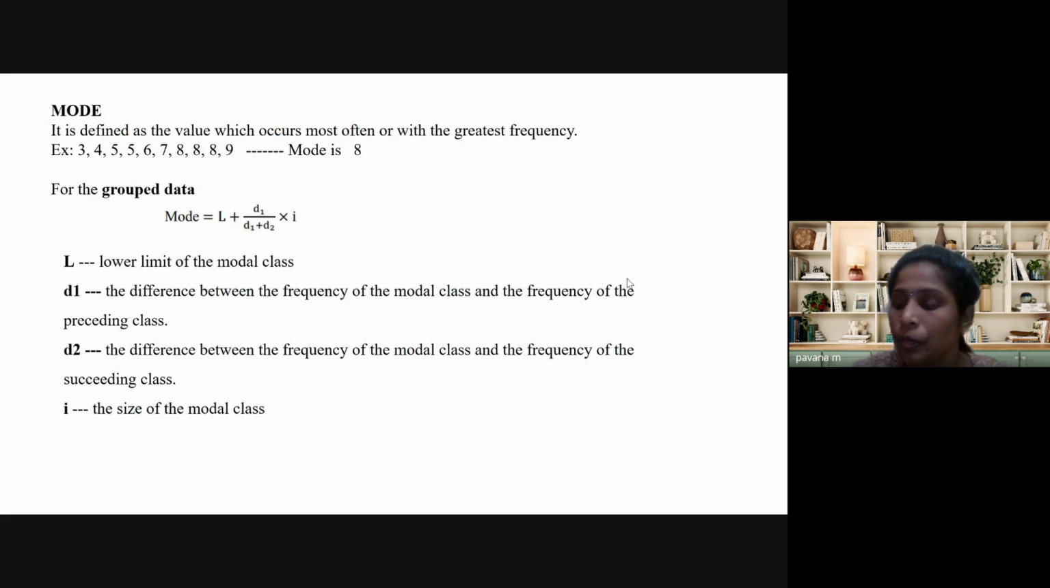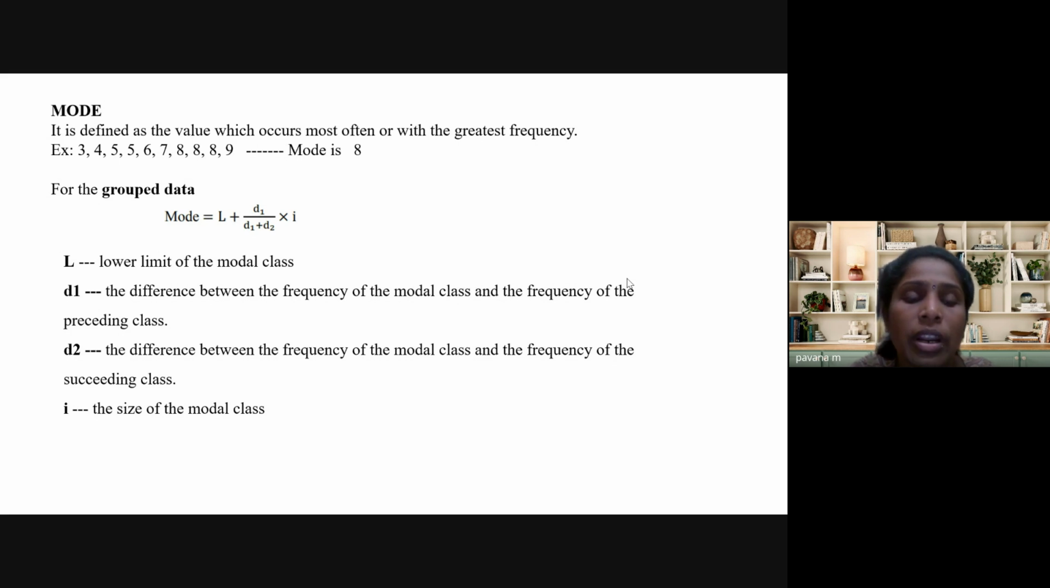And the next one is mode. So how to calculate the mode? What is the mode? Mode means the greatest frequency or most often occurring value in that particular distribution. For example, 3, 4, 5, 5, 6, 7, 8, 8, 8, 9. Here 8 comes 3 times, 5 comes 2 times. The repeated value is 8, because 8 occurs 3 times, right? So that's why the mode is 8. The value which occurs most often or with the greatest frequency is called the mode.